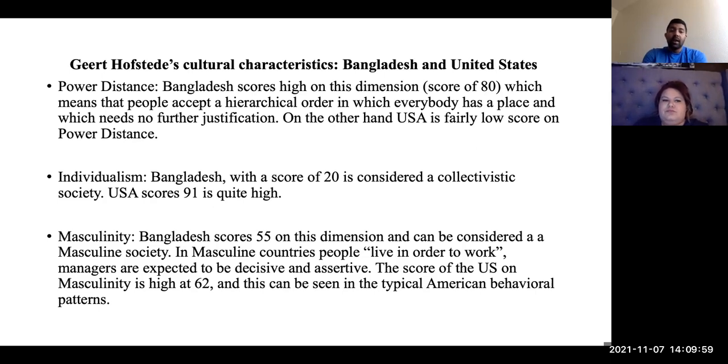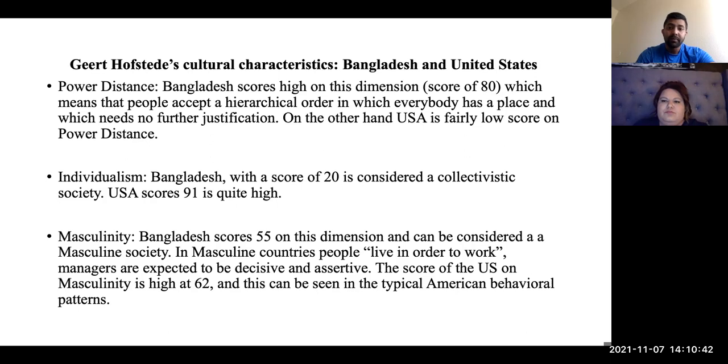Third point, masculinity. Bangladesh scores 55 on this dimension, and it can be considered a masculine society. In masculine countries, people live in order to work. Managers are expected to be decisive and assertive, and that means most of the things come from the top. The score of the US on masculinity is high, but it's quite similar to Bangladesh, like 55 and 62. And this can be seen in the typical American behavior pattern.